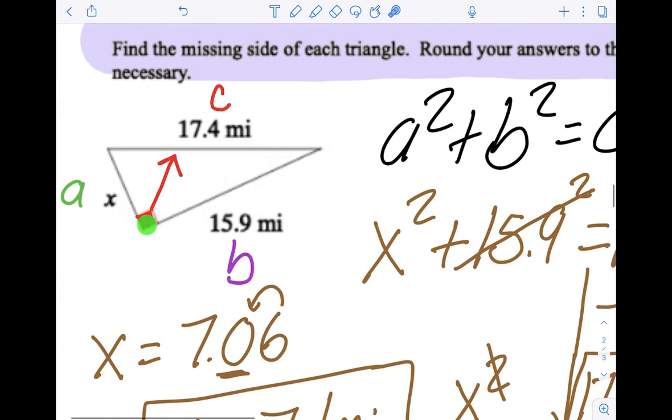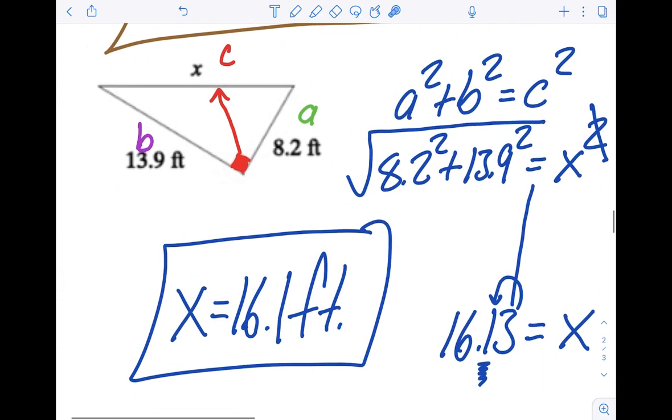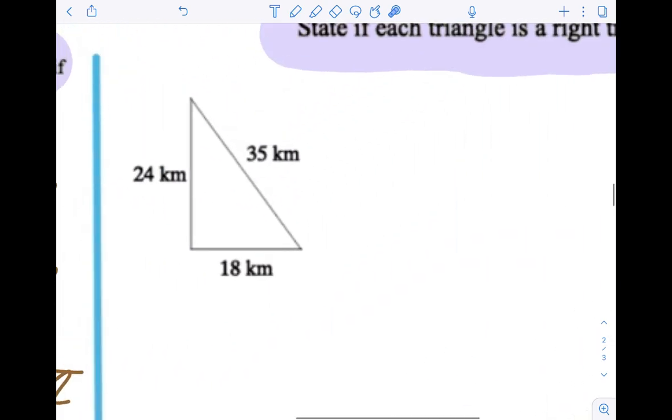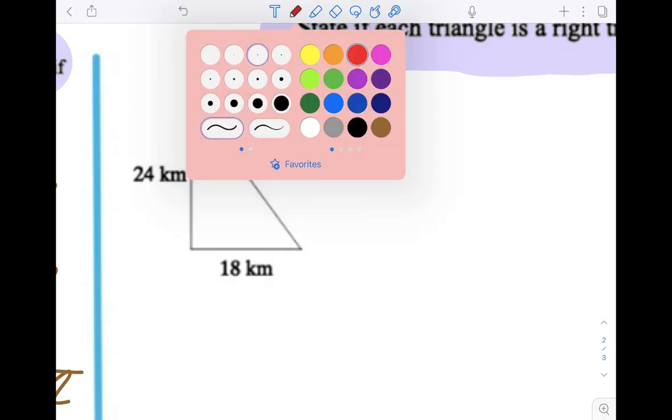Here, they give us the right angle. They give us the little box. Here, we can't assume the little box is there. So what we're going to do is find the biggest number of all three, which is 35. So that means that is C.